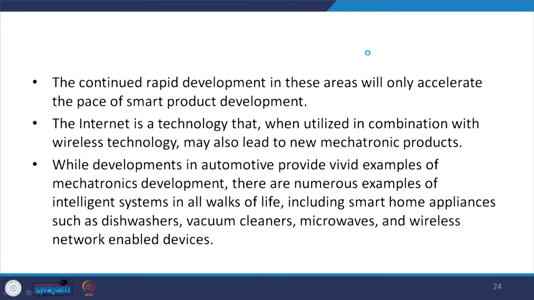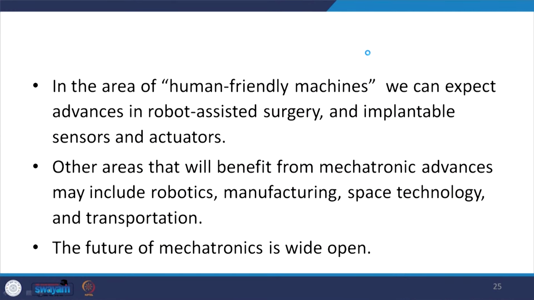There are numerous examples of intelligent systems in all walks of life, as I said earlier, including your smartphone and appliances such as dishwasher, vacuum cleaner, microwaves and wireless network enabled devices. Further, in the area of human friendly machines, we can expect advances in robot assisted surgery. Currently, we are using, say, the Da Vinci for surgery, and it has replaced, one can say, laparoscopic surgery, and now surgery can be done very easily. Further, human friendly machines can be made with implantable sensors and actuators.